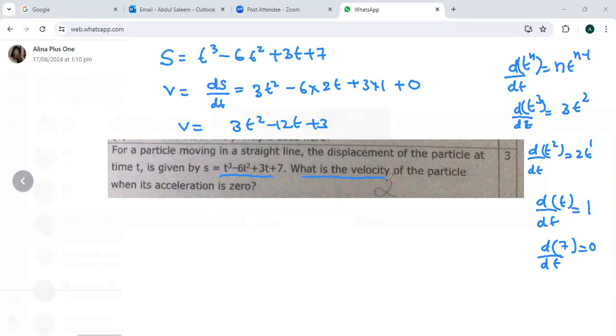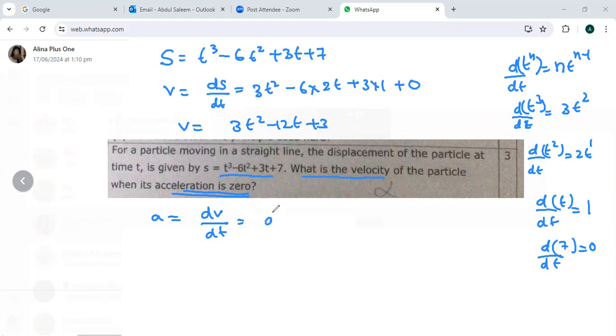We have to find the velocity of the particle when its acceleration is 0. Clear, right? So what is acceleration? Acceleration is the rate of change of velocity. That means acceleration equals dv by dt. Rate means divided with the time. Acceleration is the rate of change of velocity, meaning dv by dt.